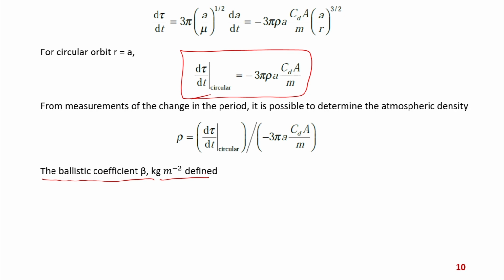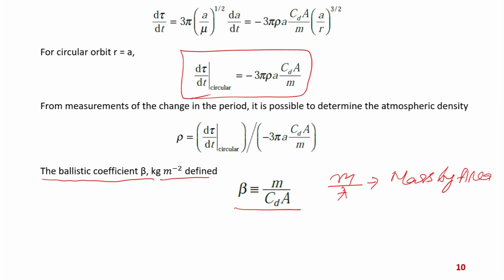Now, another very important term is called the ballistic coefficient, beta. This term is in kg per meter square, and it is defined by this term. So, here what is m by A? m by A is the mass by area ratio.